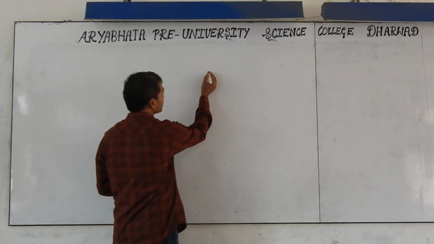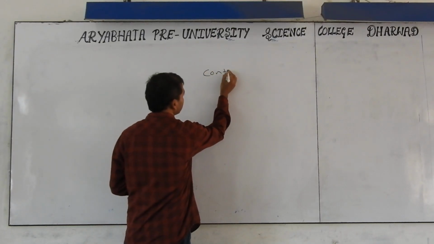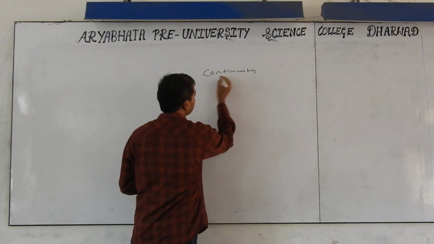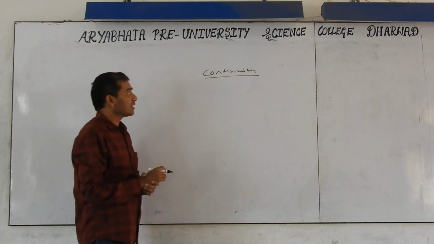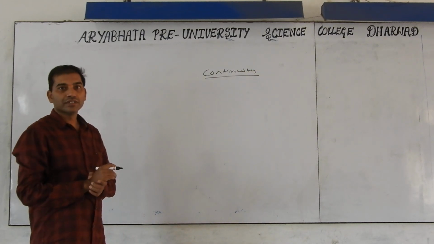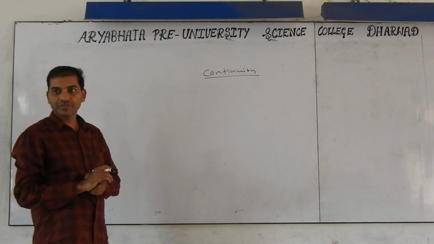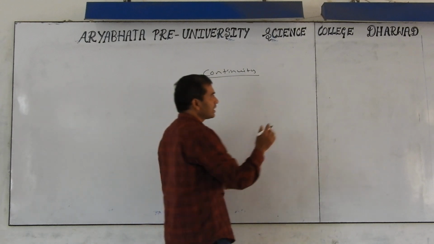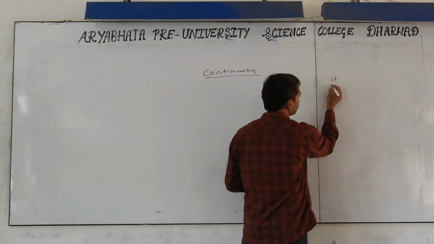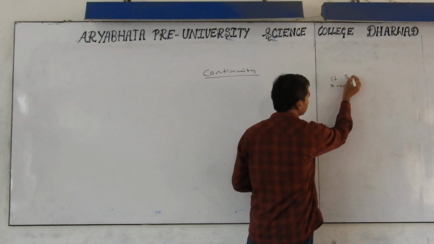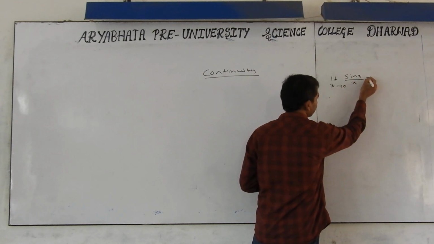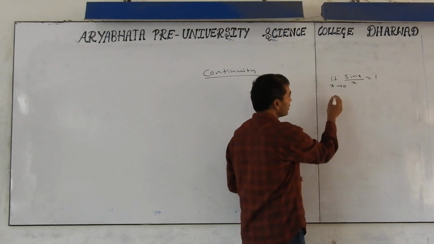We will discuss continuity. Yesterday we discussed limits, including standard limits. Let us recall: limit x tends to 0 of sin x by x equals 1.